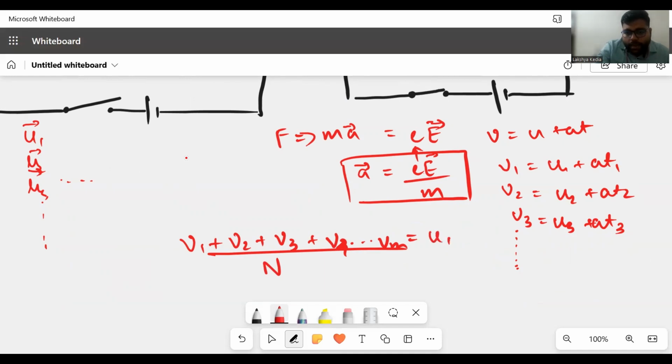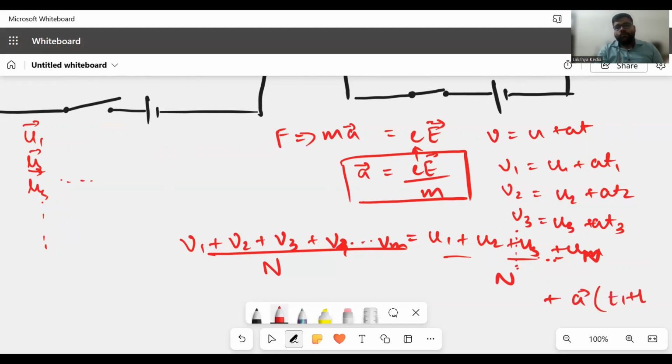So similarly, this will happen in the case of initial velocities also, right? Plus, as the acceleration is constant, but the time is not constant here, I'm taking acceleration outside and t1 plus t2 plus t3. I have not defined many things here. I'm going to tell you more.